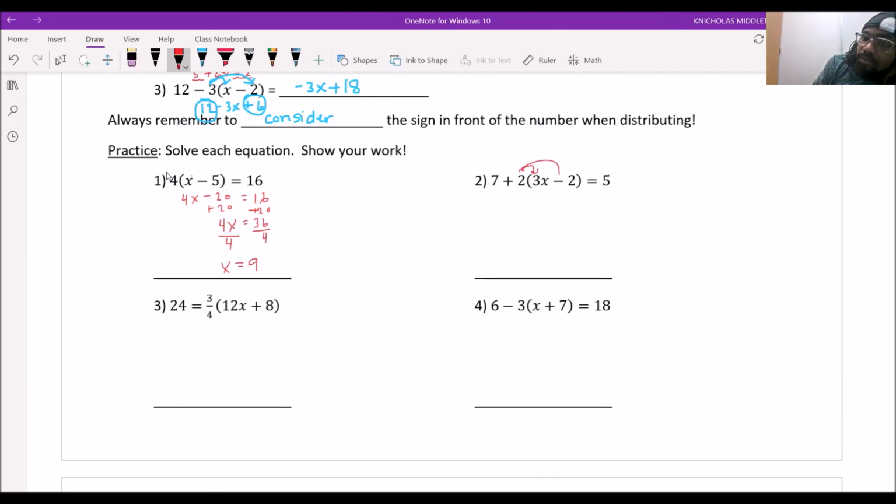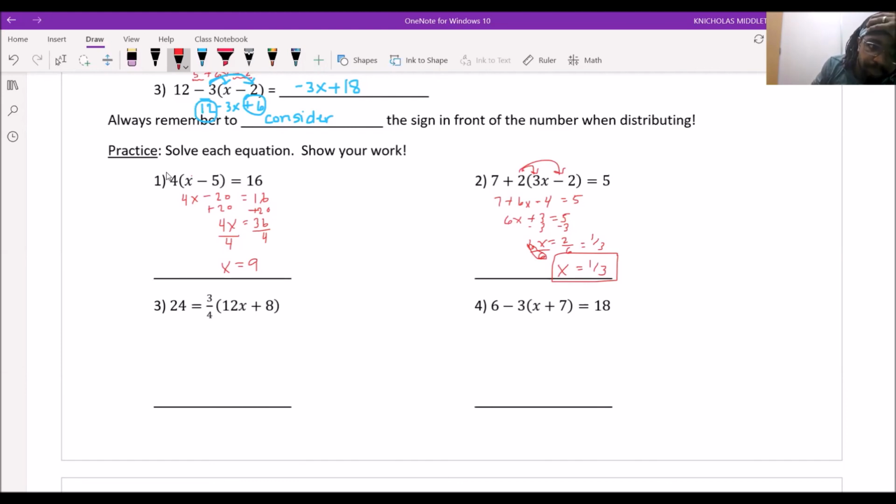Here, I'm going to distribute on this side before I start solving. So I have 7 plus 6x minus 4 equals 5. Combine my like terms. So I have 6x plus 3 equals 5. Subtract 3 from both sides. 6x equals 2. And then I need to get x by itself, so I'm going to divide by 6. Now here you might be like, well, wait, you can't divide 2 by 6. You can. It's a fraction. Can't do it evenly, but you can do it. x equals 2 over 6. But we simplify fractions. It's 1/3.